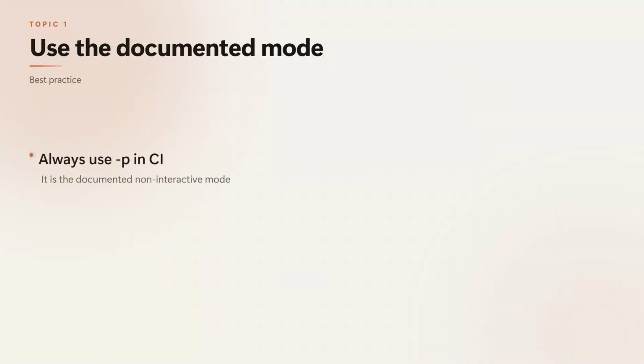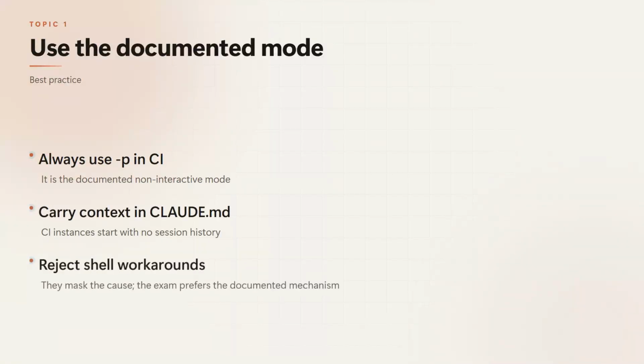The durable rule is, use the documented mode. In any CI system, invoke Claude Code with print. Carry project context in CLAUDE.md because a CI instance starts with no session history. When you see a shell workaround like redirecting stdin from /dev/null, reject it, not because it fails to stop the hang, but because it masks the cause. The documented mechanism fixes the real problem, and a system built next year will still need the documented mode, not a shell trick that happens to work today.